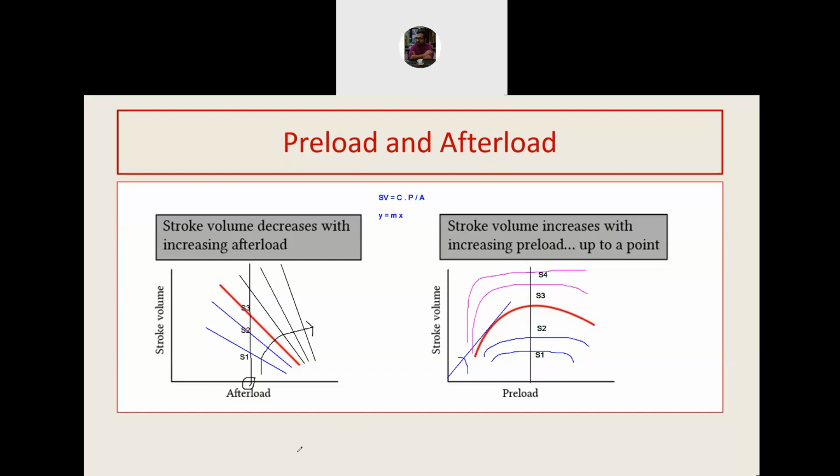So I hope you understand how graphically contractility can be represented. Although a very abstract concept, it can be represented by the slope of the Frank-Starling curve or by rightward or leftward shifting of the afterload versus stroke volume curve. This is a difficult concept, so it's good if you have understood this. I hope most of you have understood this.